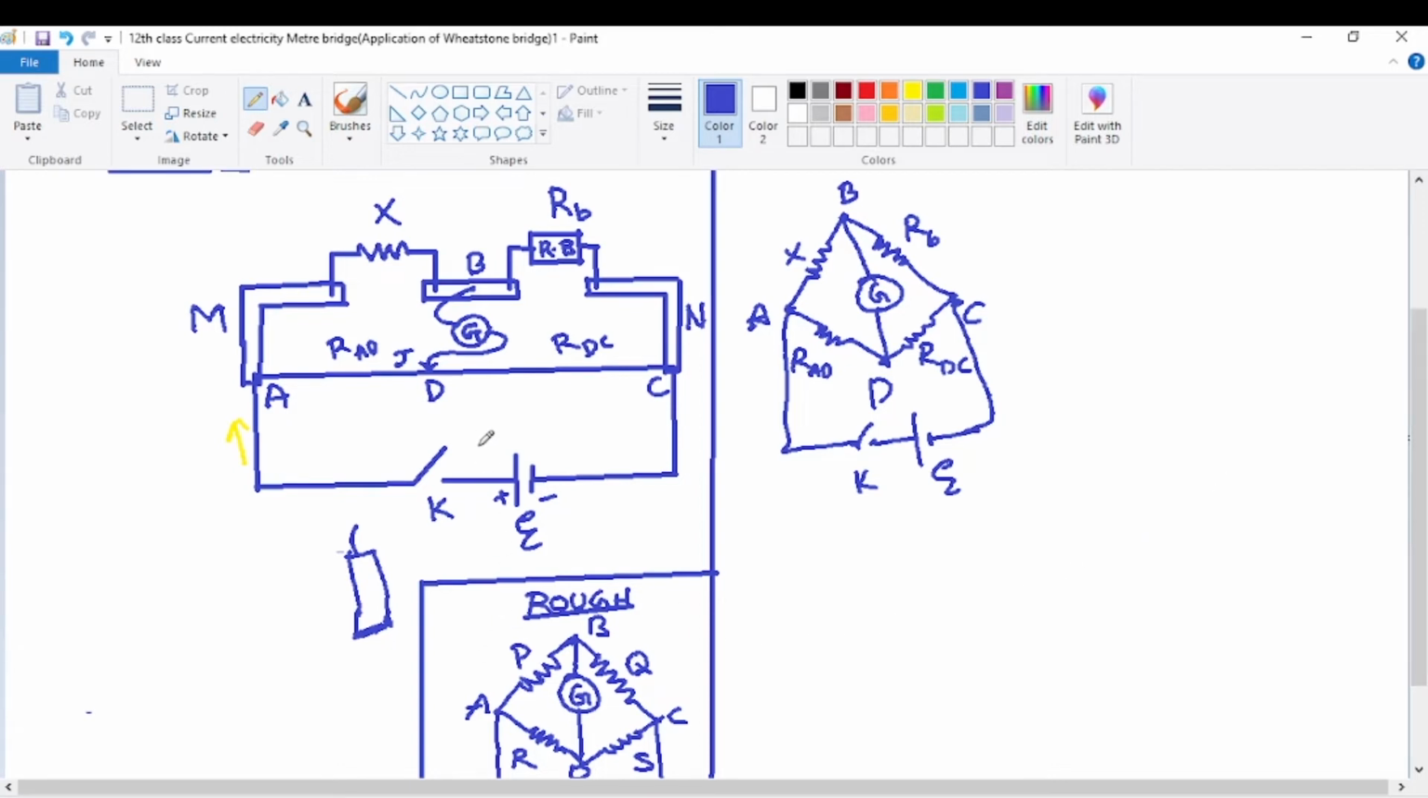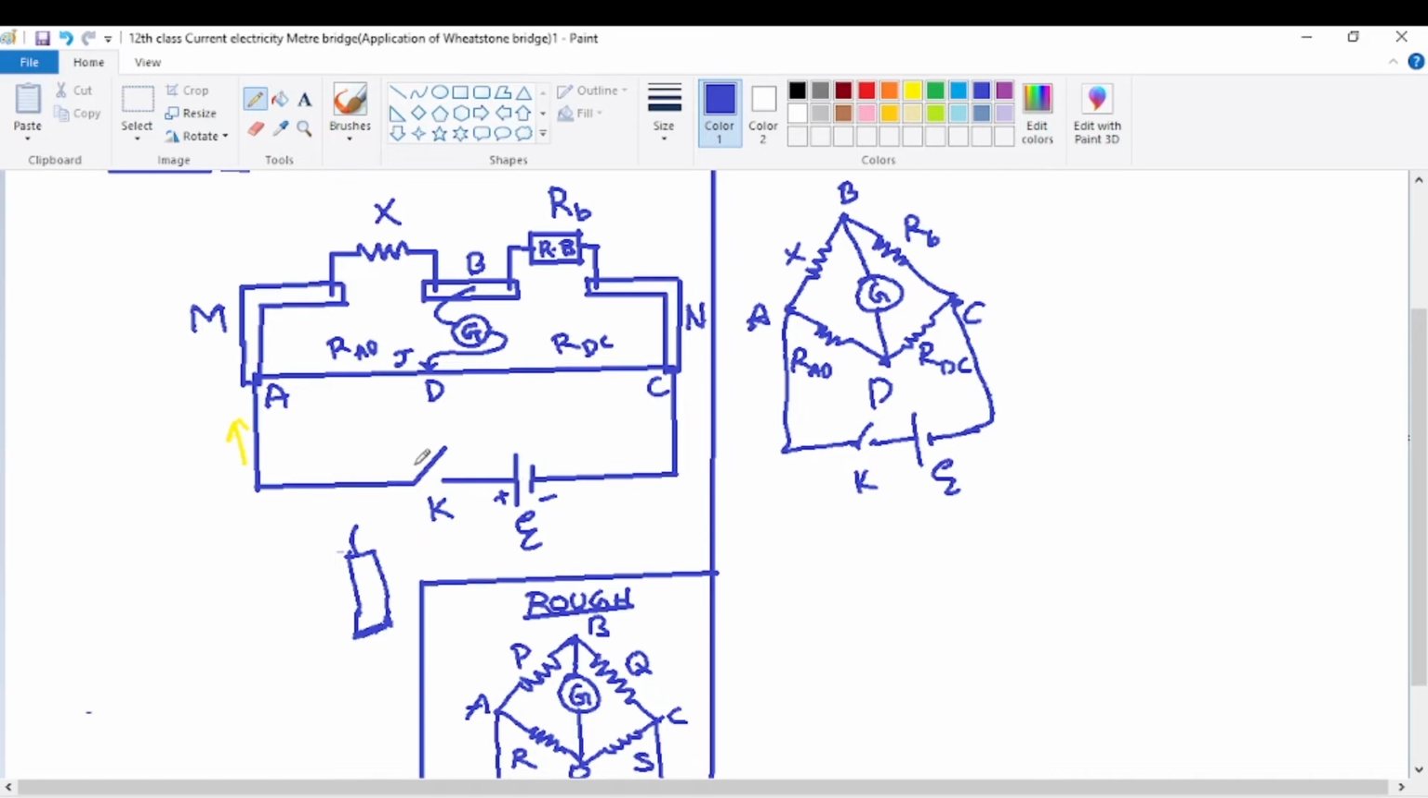So this is the simple construction and the description of the complete meter bridge apparatus. And theoretically also we have seen that it is almost exactly identical to the Wheatstone bridge. Now what is the actual working? What is the actual procedure to find out the unknown resistance?